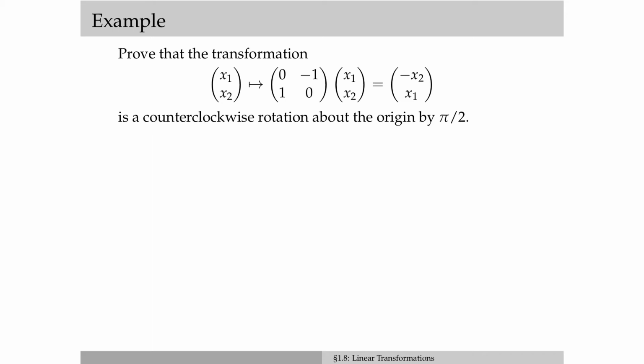Alright, the last thing. I have a transformation here. It takes a vector x and it hits it with this matrix A here. So that the result basically flips the entries in my vector and negates it at the same time. It negates one of the entries. Now my claim is this is a counterclockwise rotation about the origin by pi over 2 radians, or 90 degrees.